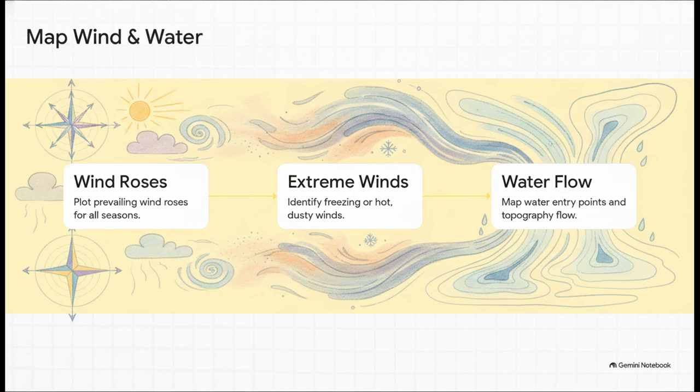And step 3 is mapping your water. Where does rain enter the property? How does the natural topography force it to funnel or pool? By tracing these natural pathways, we can start designing exactly where to put our earthen dams, swales, and windbreaks.